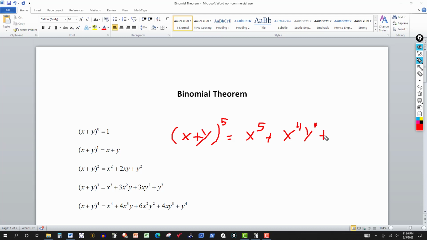Plus, and then the next term, the pattern is the exponent on the first term, the x, decreases. So that's x to the third. On the y it increases. So we get that. And let me just string it over here so it fits. The next term then should be x to the second. The y exponent increases. So that's the third power.